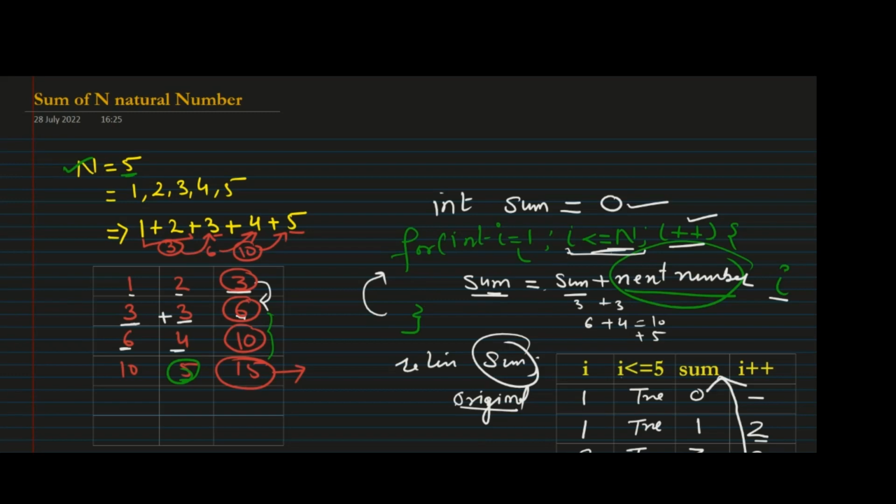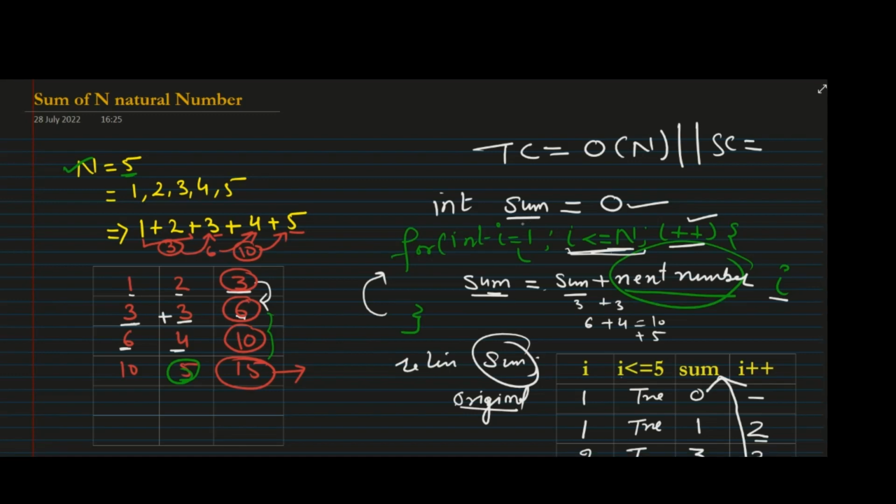Since we are iterating n times, that means we are calculating the sum of n natural numbers. So what will be the time complexity? It will be order of n. And what will be the space complexity? We are just using a variable. We are not using any additional space. We are not using a stack, an array, or maps. So the space complexity will be order of 1.